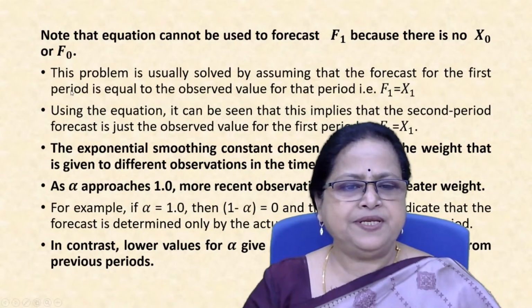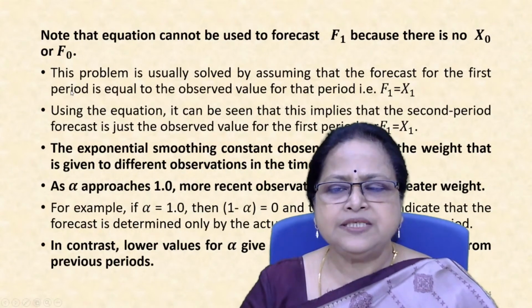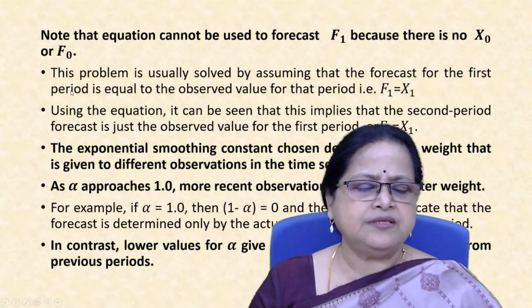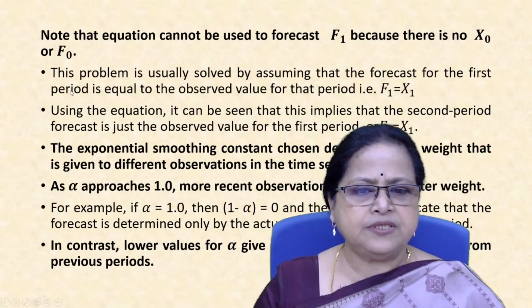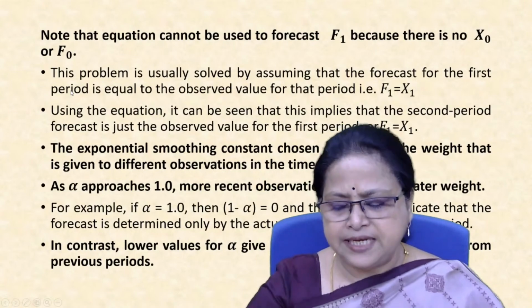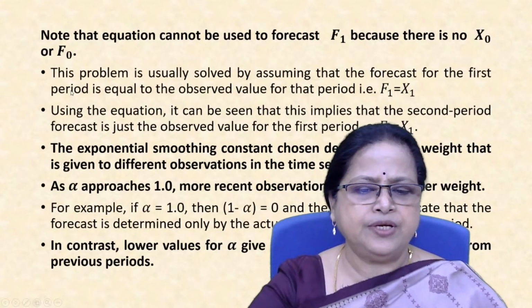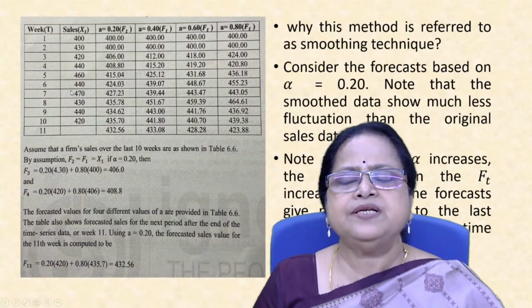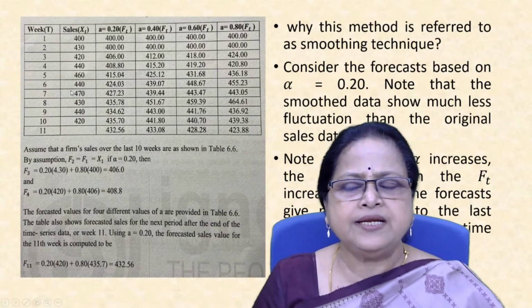The exponential smoothing constant chosen determines the weight that is given to different observations in the time series. As alpha approaches 1, more recent observations are given greater weight, and so on. You can go this way. This is the table here. This is why this method is referred to as a smoothing technique.